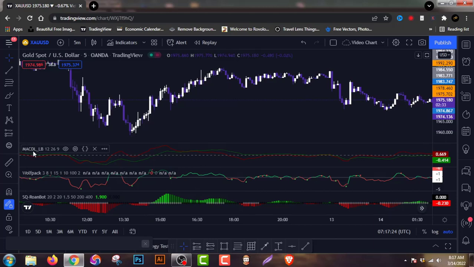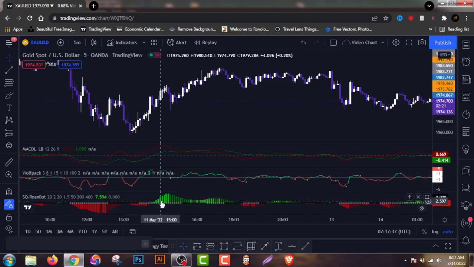For the MACD leader, we want to see the red line above the green line. That's the first one. For the Wolfpack, we want to see it turn from red to green. And for the squeeze momentum, we want to see it show this white line, which shows there's momentum in the market. And then we want to enter a buy just where we see this.